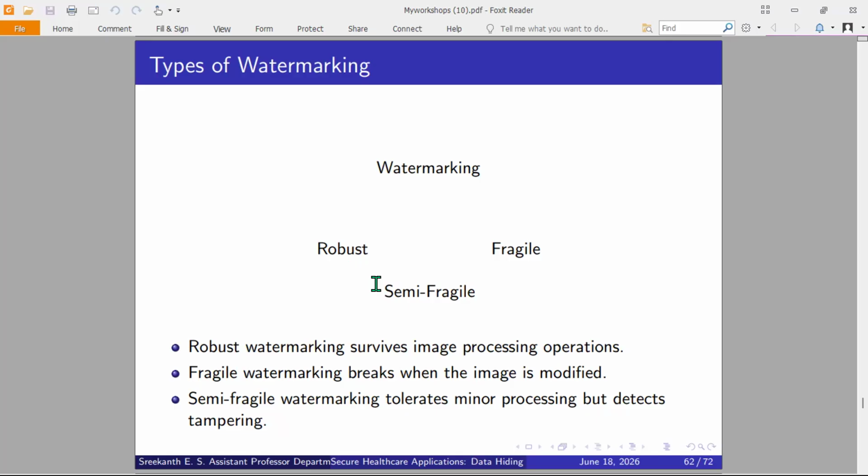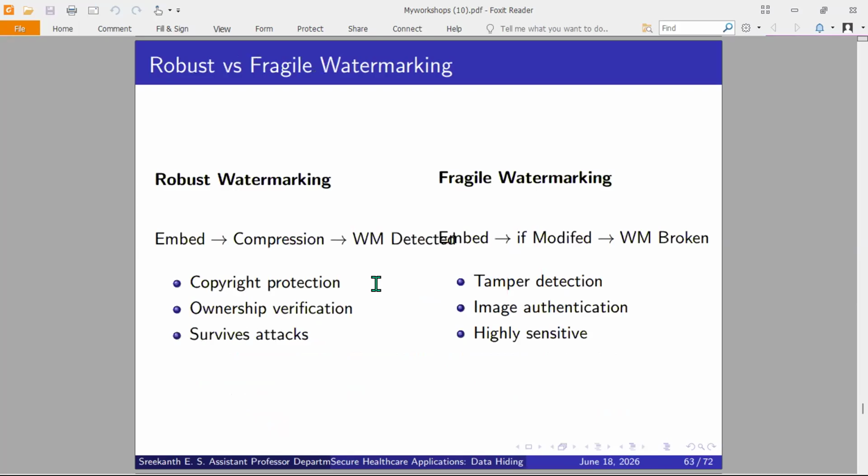Some semi-fragile watermarks will also contain recoverability possibilities, whether we can restore the image. Suppose a clipping operation happened and a part of the image is clipped out. That part you can restore using the remaining part of the image. So these are the properties of watermarks: robust watermark, fragile watermark, which we already discussed.